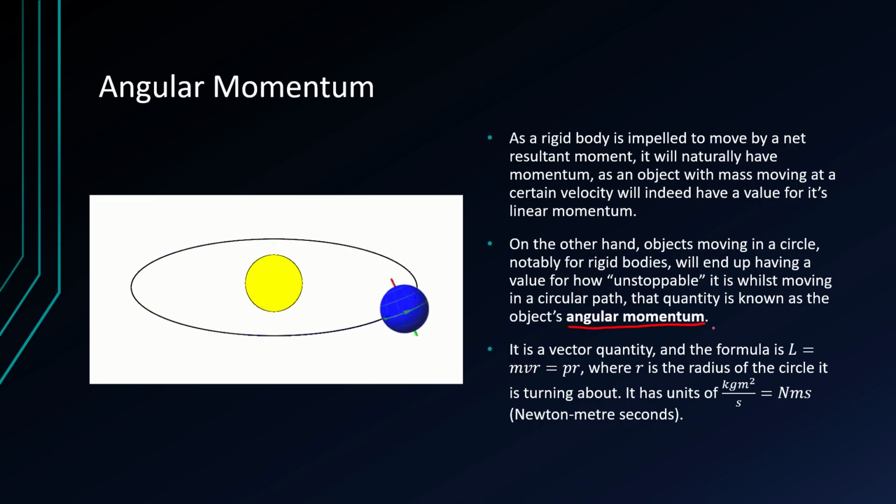So it's essentially how much it can resist changes in its angular velocity or angular acceleration. It's essentially linear momentum times the radius at which it's acting. We denote it by the letter L, and it's mvr, which is equal to pr, where p is linear momentum.